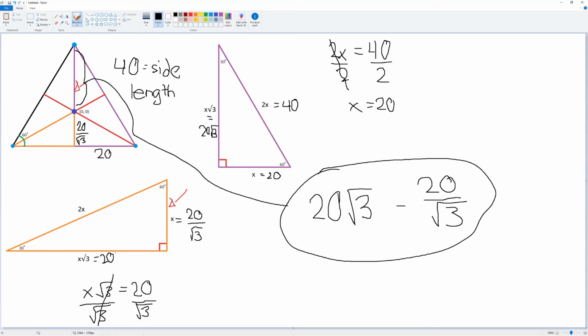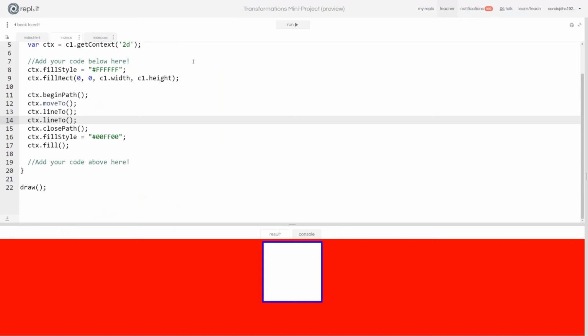All right, I'm gonna go into the project now. I've already put some stuff here for you. We're gonna put some more things in, but we have this begin path, a bunch of move tos, a close path, and then a fill. This is how we can draw our triangle.